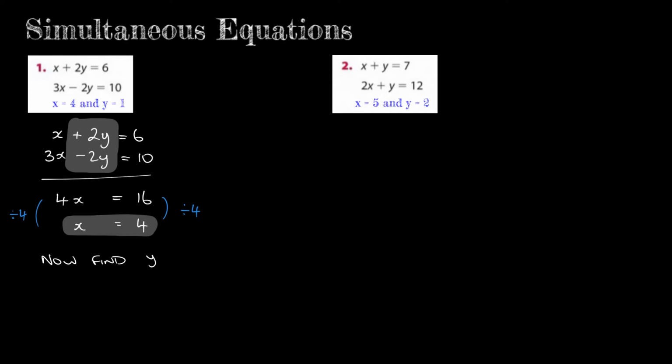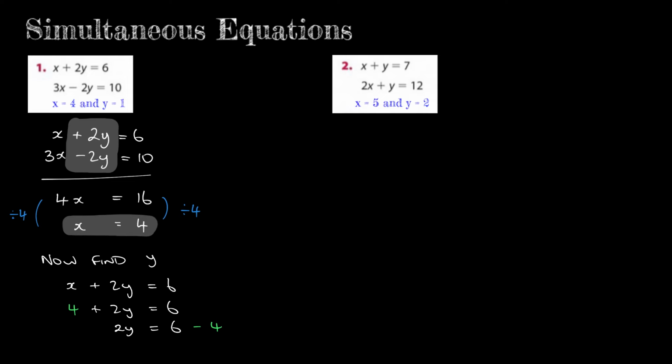And how we find y is we take the equation. It doesn't matter if we take the first one or the second one. I typically take the first one. So take the equation x plus 2y equals 6. And instead of x, I can put in 4. So 4 plus 2y is equal to 6. So 2y will be equal to 6 minus 4.